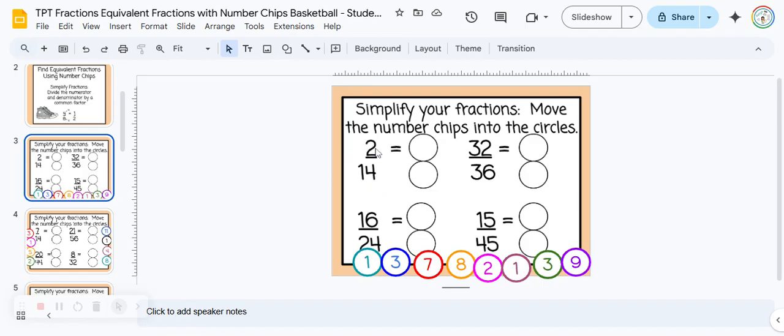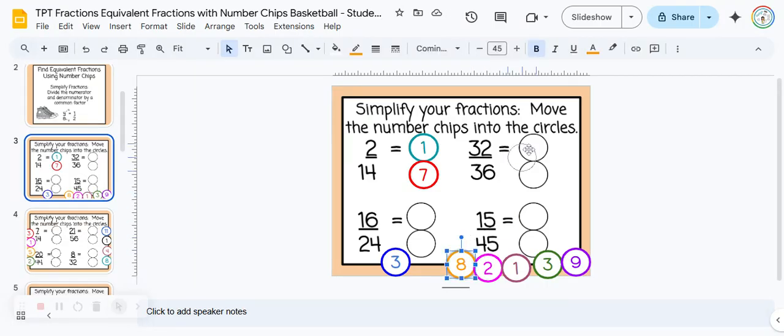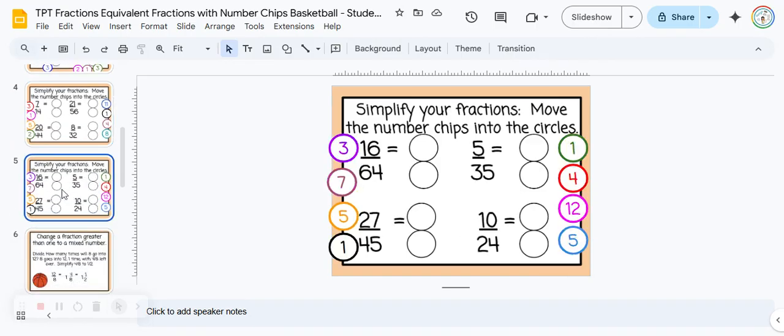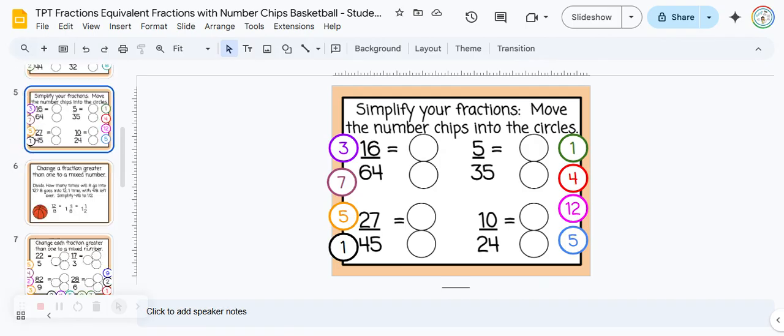So here, if you divide the numerator and denominator by 2, you get 1 in the numerator, so you click and hold on the edge, just move it into place, and then 1/7. Here we can divide by 4, we get 8/9, and so on. They're going to do the same thing on the next slide, and then also slide 5.